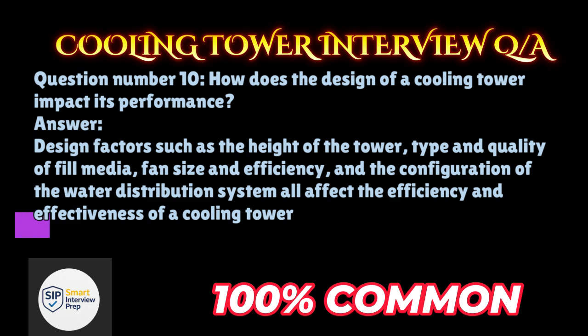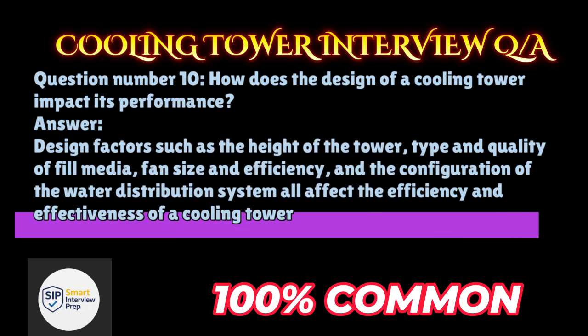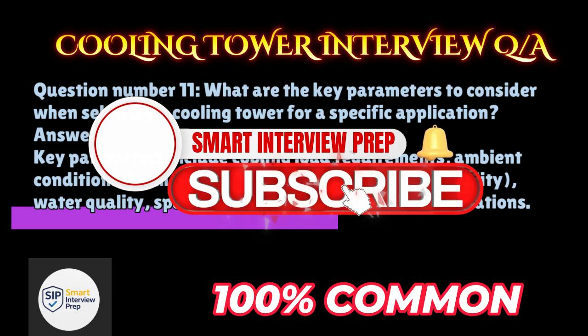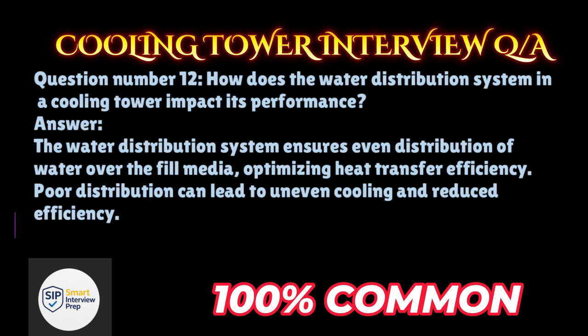Question number 10. How does the design of a cooling tower impact its performance? Answer. Design factors such as the height of the tower, type and quality of fill media, fan size and efficiency, and the configuration of the water distribution system all affect the efficiency and effectiveness of a cooling tower. Question number 11. What are the key parameters to consider when selecting a cooling tower for a specific application? Answer. Key parameters include cooling load requirements, ambient conditions such as wet bulb temperature and air quality, water quality, space constraints, and budget considerations.